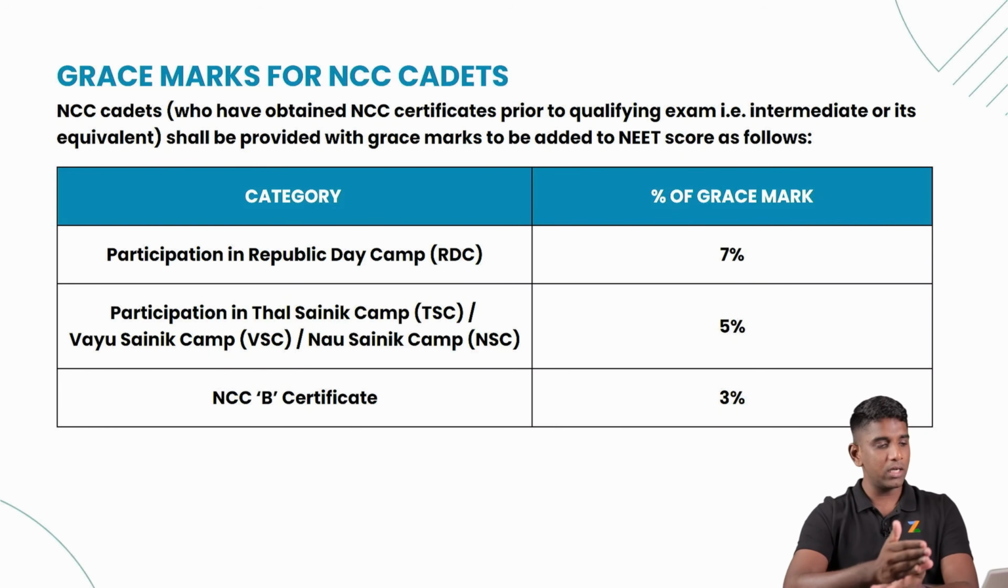The grace marks are: for participation in Republic Day camp, they will get 7% of grace marks, and for participation in Thal Sainik camp, Vayu Sainik camp, and Nau Sainik camp, they will get 5% of grace marks, and for NCC B certificate they will get 3%. All these grace marks will be added to the NEET marks and a separate merit list will be prepared.